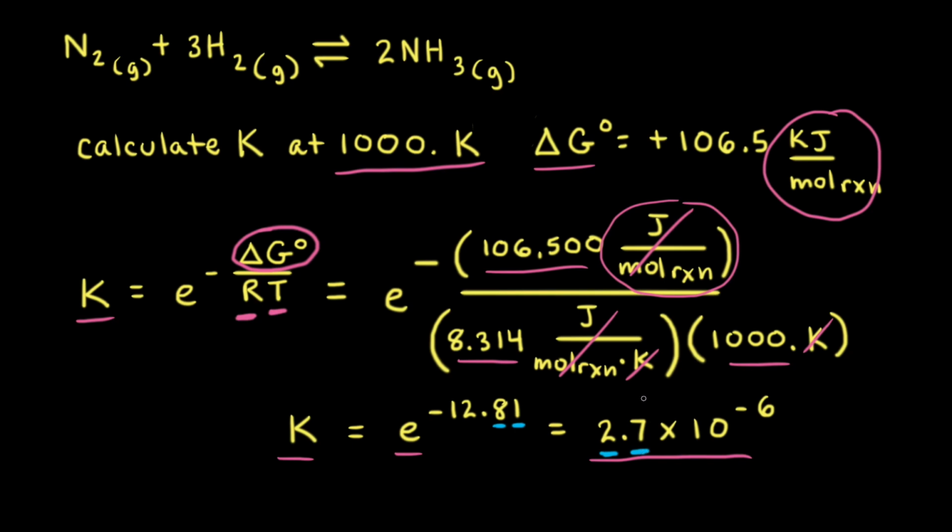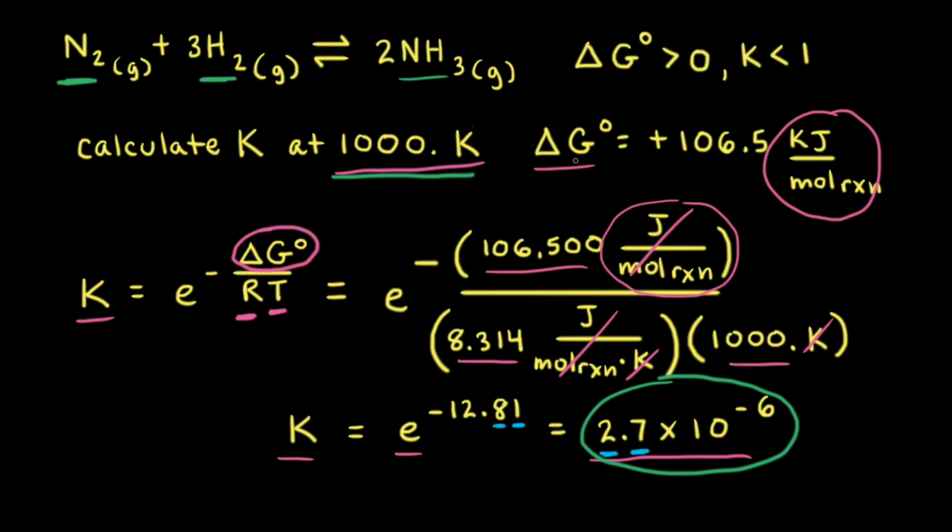For this example, K is much less than 1, which tells us at equilibrium there are far more reactants than there are products. So at 1000 Kelvin, if this reaction were at equilibrium, we'd have a lot more of our reactants, nitrogen and hydrogen, and only a small amount of our product, ammonia. So whenever ΔG° is positive, or you could say ΔG° is greater than 0, the equilibrium constant K is less than 1, which means at equilibrium there are a lot more reactants than there are products.